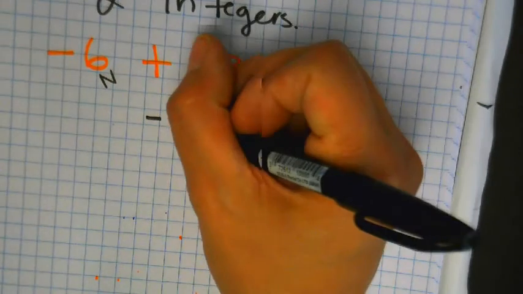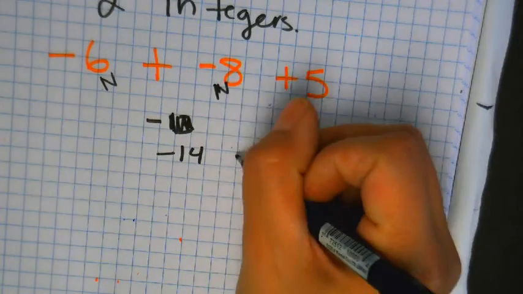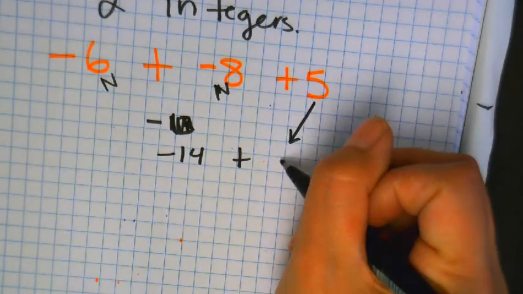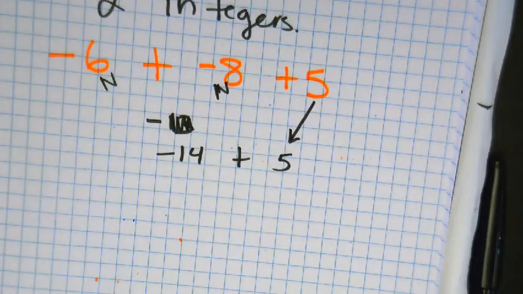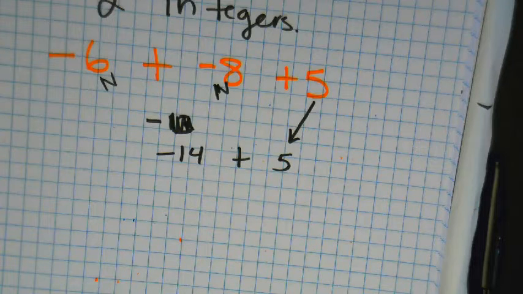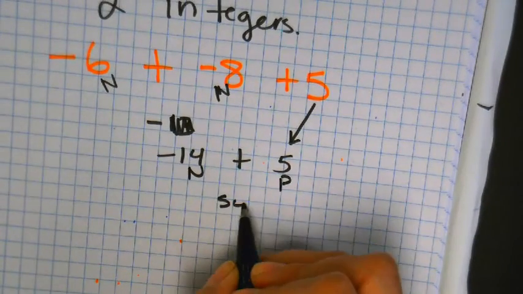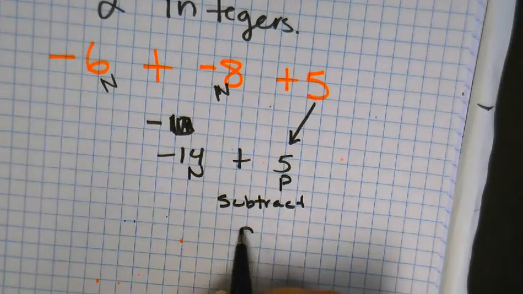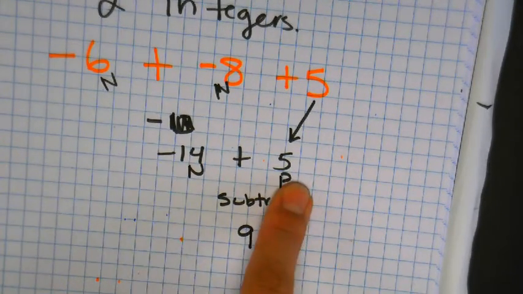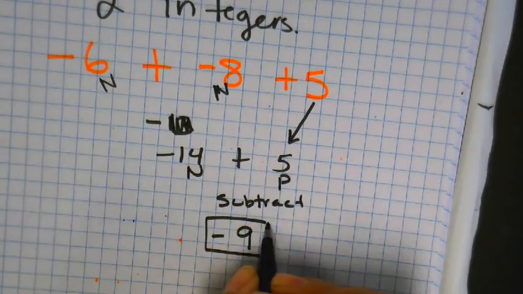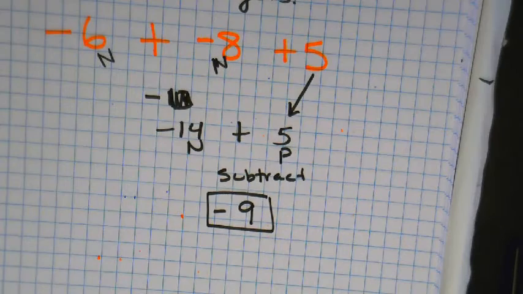14, sorry. Plus, and we're going to bring this one down, +5. Okay, and we get, so this is a negative, and this is a positive, so you're going to subtract. You get 9. Do you have more negatives or do you have more positives? Negatives, so your final answer is -9. Are we okay? All right.